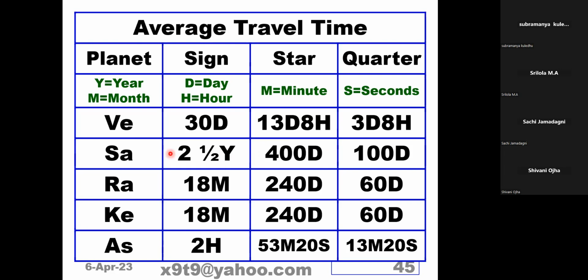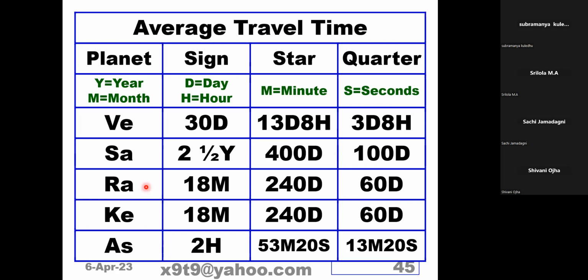To complete travel in any one sign, he will spend 2.5 years. So it is like walking, not in the BMW car. Because he has to correct all the Rashis and signs, no? So he will go slowly. He is a slow corrector.